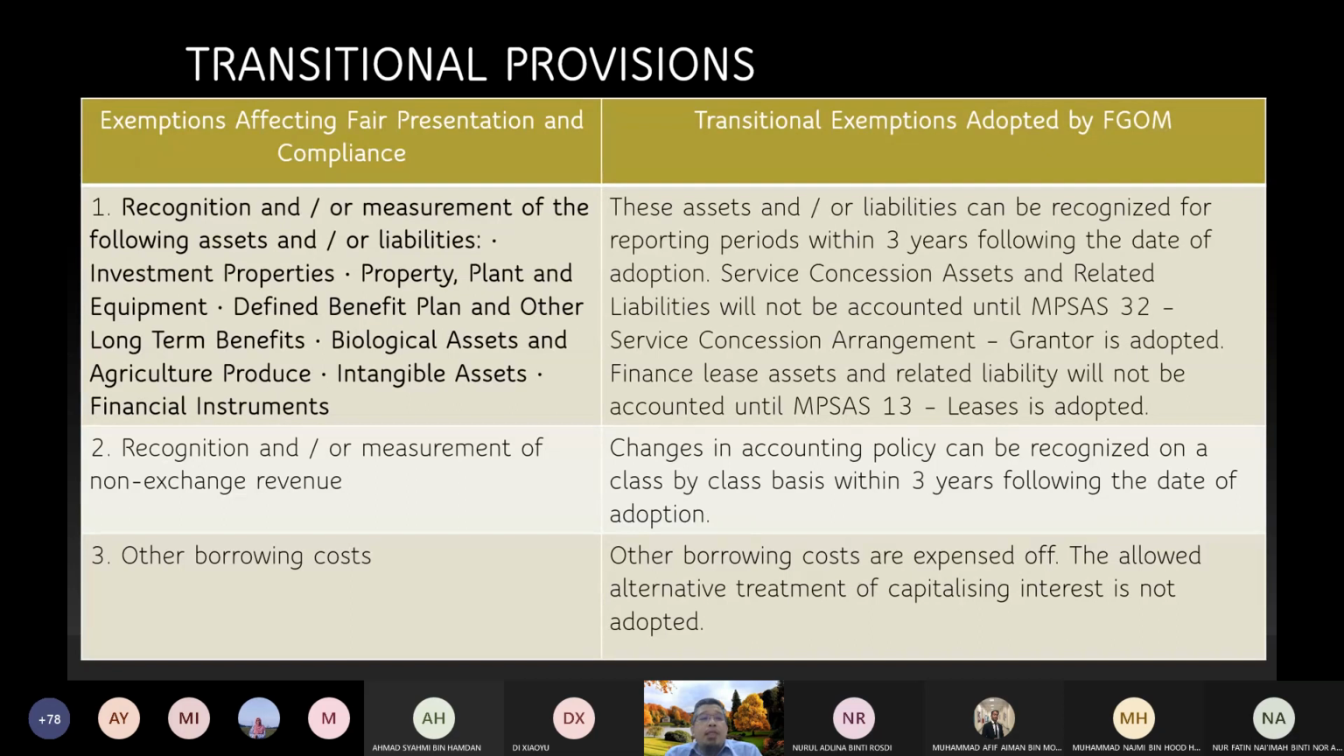Right, and recognition or measurement of non-exchange revenue. Changes in accounting policy can be recognized on a class-by-class basis within 3 years following the date of adoption. Okay, other borrowing costs are expensed. Allowed alternative treatment of capital interest is not adopted. Okay, so these are exemptions.